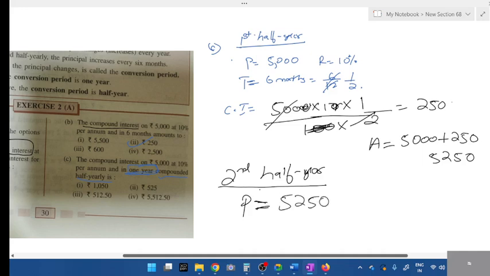This is what we did yesterday. So for every year or every half year, students, the principal will keep changing. Other things are the same. The rate is the same, 10%. The time is the same, 1 by 2 years, because we are taking the second half year. To complete this, tell me the answer.